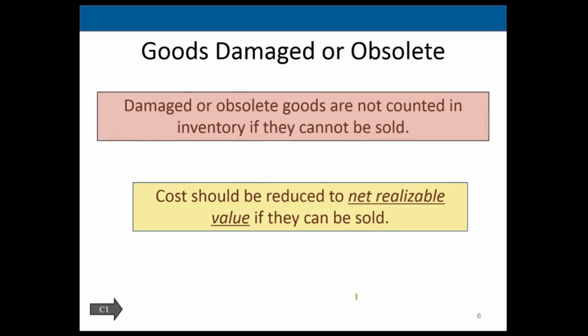Goods damaged or obsolete. Damaged or obsolete goods are not counted in inventory if they cannot be sold. Cost should be reduced to net realizable value if they can be sold. So generally, almost all of our accounting ideas are going to be the idea that we would rather underestimate assets than overestimate. We'd rather overestimate liabilities than underestimate. At least that's the idea of the regulations behind financial statements.